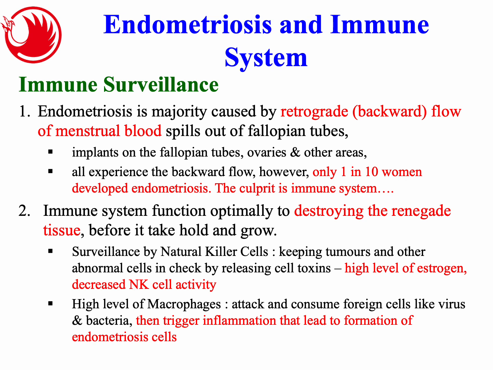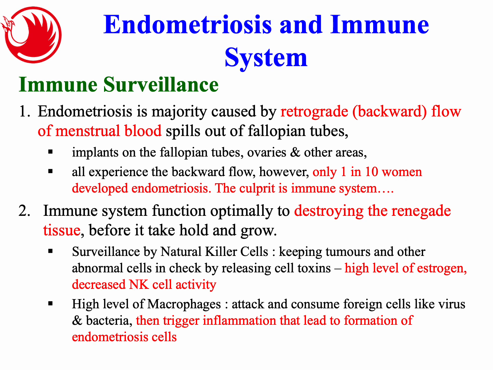But a high level of estrogen will suppress the NK cell activity. That's why it reduces their effectiveness. Another one is the macrophage. This cell attacks and consumes foreign cells like viruses and bacteria. However, this can trigger inflammation that leads to the formation of endometriosis cells.